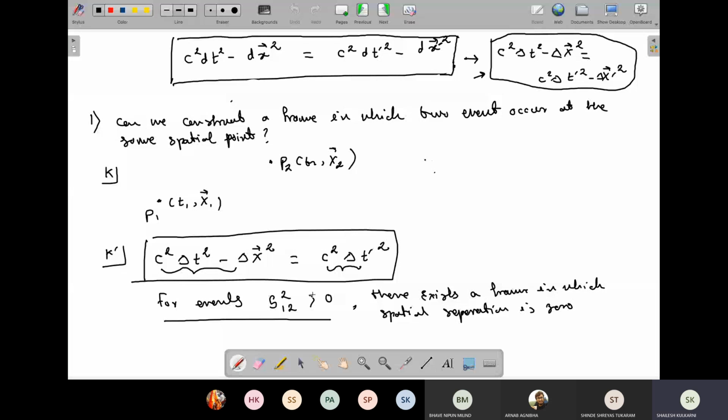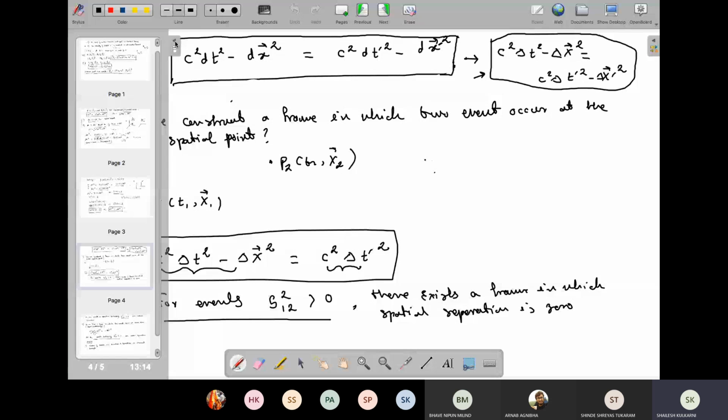And obviously the interval equal to 0 is another type of classification. The events for which your interval is 0 are called null events. So we have space-like, we have time-like, and we have null events. Clear? Now let us concentrate on time-like events.